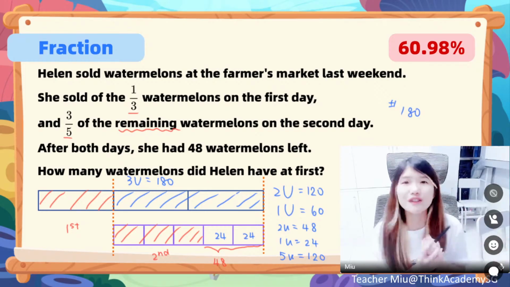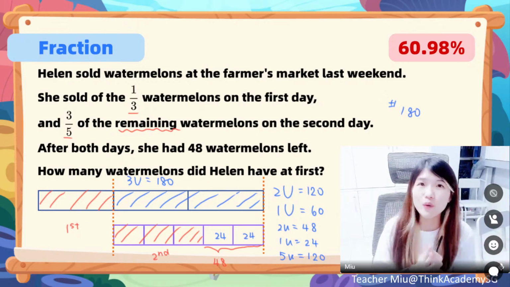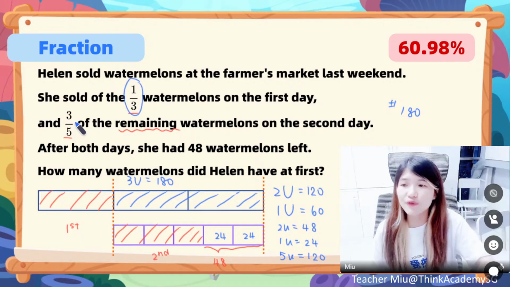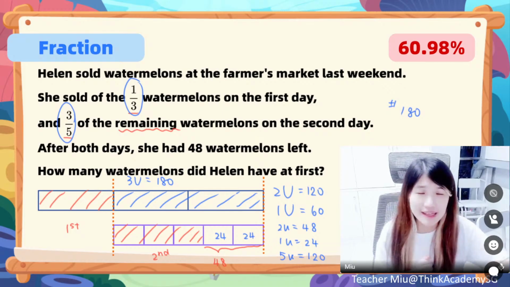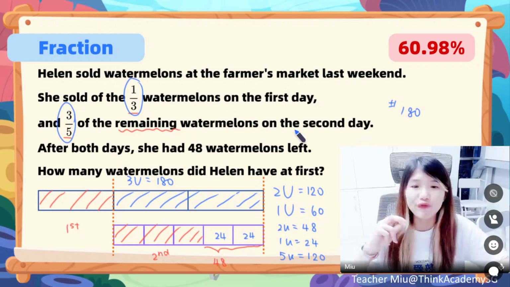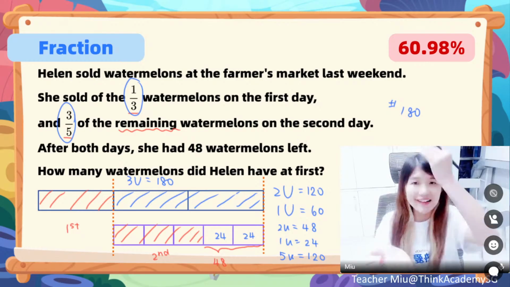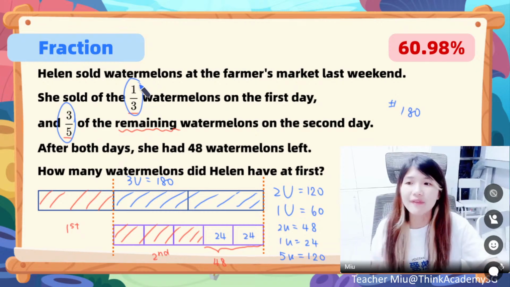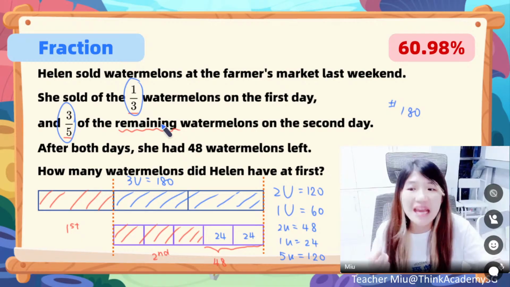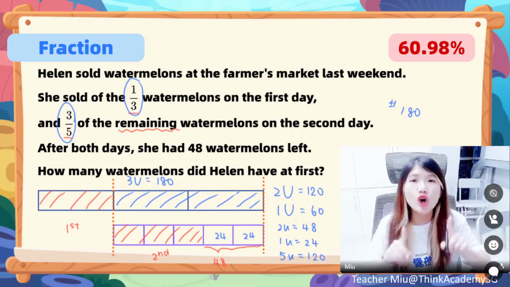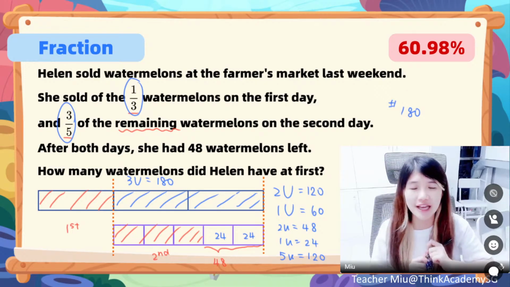Moral of the story: for this kind of fraction word problem, you first need to notice the fractions we are referring to. Do they talk about the same thing? If they are talking about the same thing, then we should find the common denominator and cut them into equal parts first. Else, just like this one, 1/3 of the watermelons and 3/5 of the remaining watermelons are not talking about the same thing. That's when we don't need any common denominators.